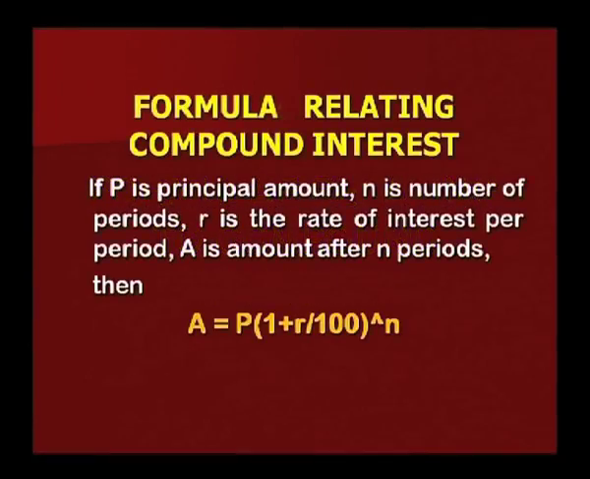Formula relating compound interest. If P is principal amount, N is number of periods, R is rate of interest per period, A is amount after N periods, then the total amount A is equal to P (1 + R/100)^N. This formula is generated by using the interest calculation per period and summation of all periods.